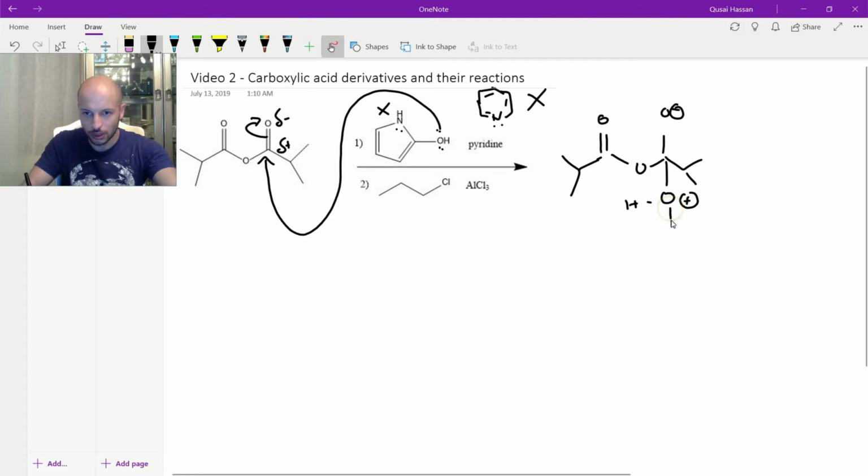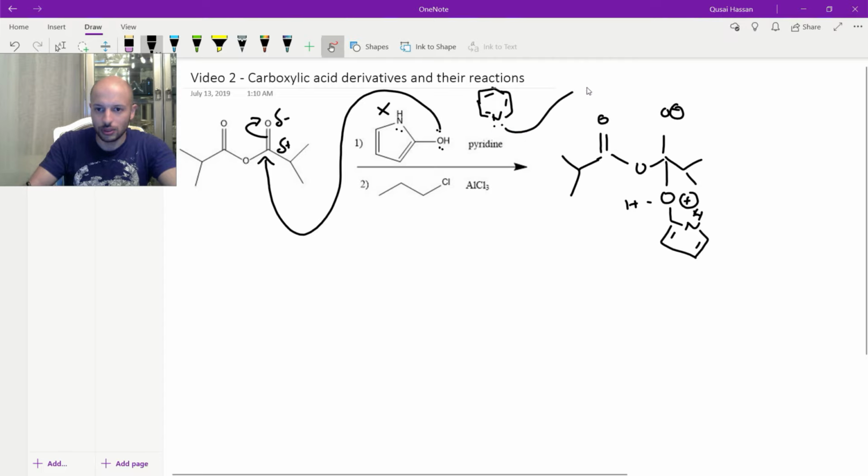Don't forget the positive charge on the oxygen, because it's now attached to three groups. And you have this pyrrole with that hydrogen, right? Okay, so now comes the purpose of the pyridine. The first thing it's going to do is pick up the proton, not that proton, sorry, the proton from the oxygen here, right?